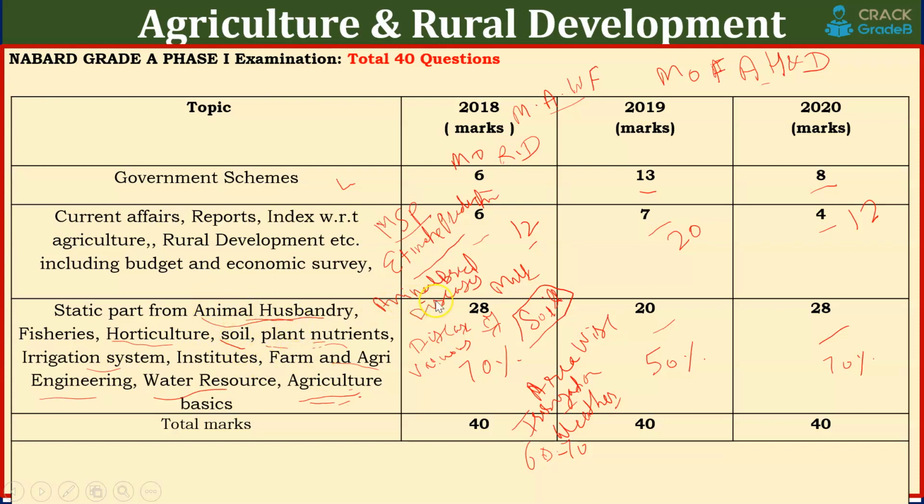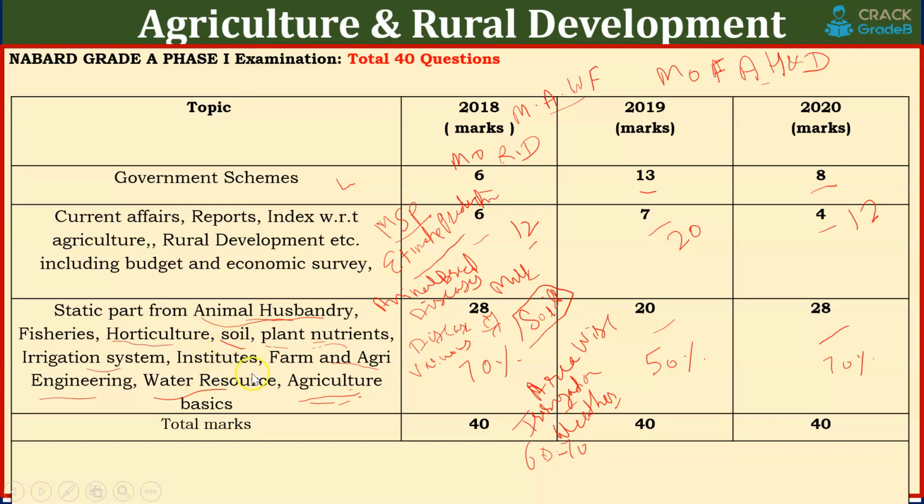Like animal husbandry, they have asked the animal breeds, disease related questions, milk properties, soil property, types of soil. Horticulture, they have asked about the horticulture crops and various diseases in horticulture crops, and soil, plant nutrients, various plant nutrients. What if, suppose potassium deficiency is there in the plant, then what will happen? So such type of question: potassium, nitrogen, phosphorus, irrigation system. Institutes, various institutes are being asked repeatedly.